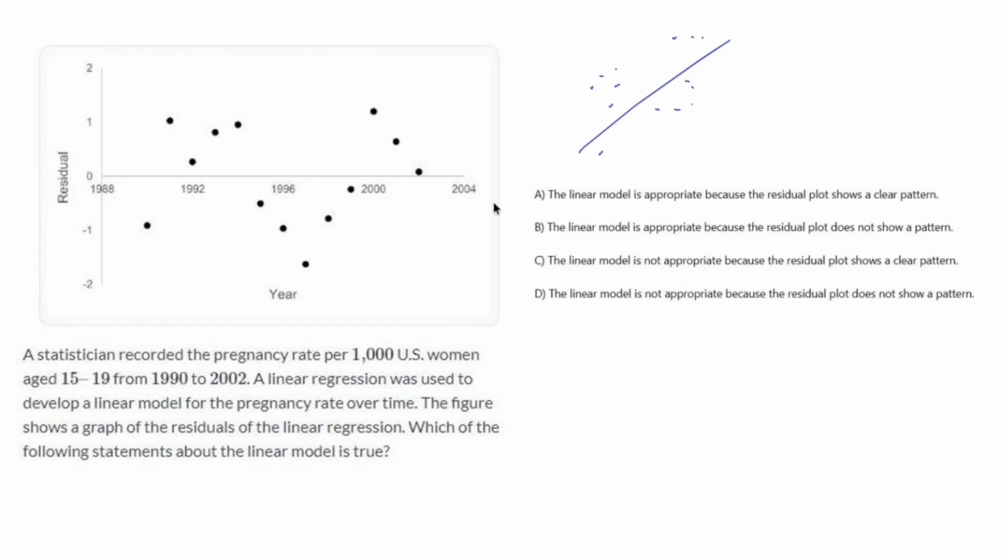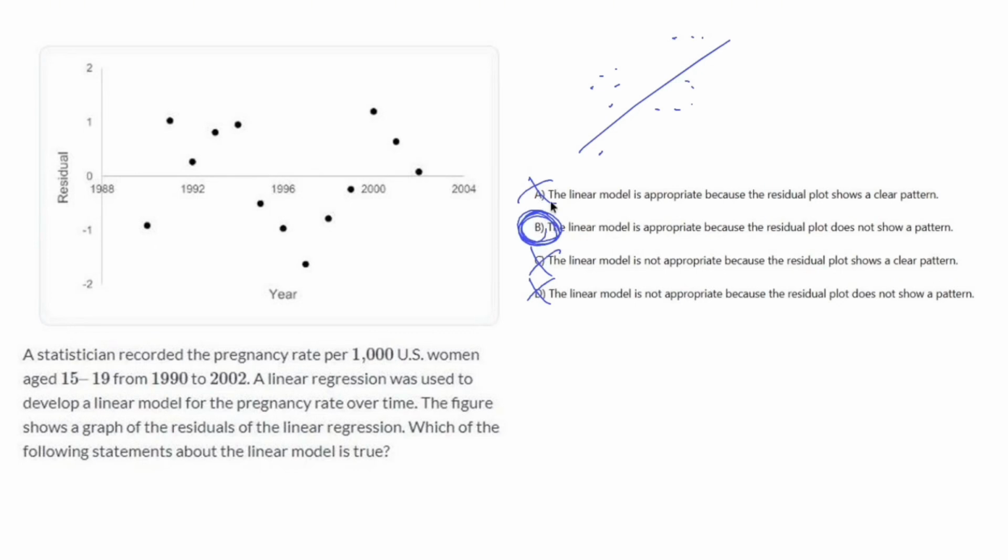A residual plot fits the data if there's no pattern whatsoever to my dots. You have a bunch of dots up here, you have a bunch of dots down there. I don't see a pattern at all. So this linear model is appropriate because it fits the data. So the linear model is appropriate, C and D are not going to be the option. Now, why is the linear model appropriate? Because the residual plot shows a clear pattern? No, it's because the residual plot does not show a pattern.